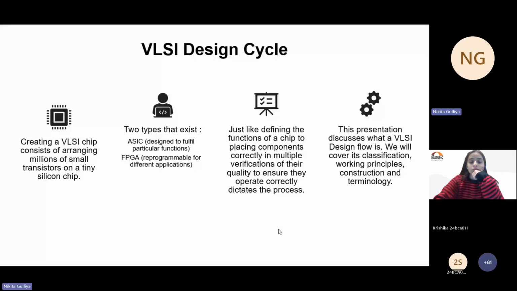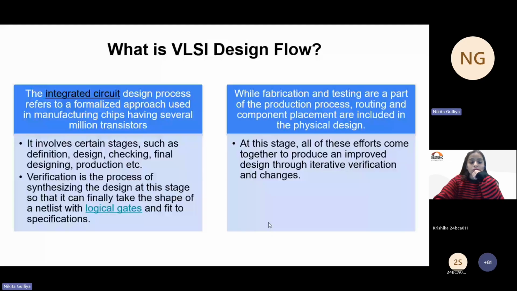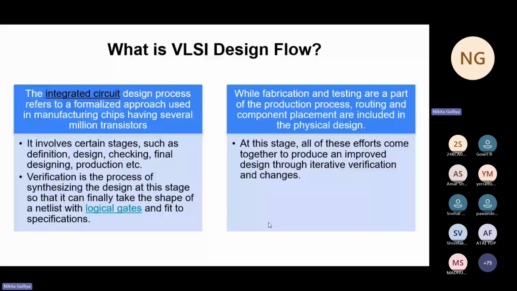Now that we know what a VLSI chip is, let's understand what we mean by the VLSI design flow. The VLSI design flow is a structured, step-by-step process used to design and manufacture integrated circuits with millions of transistors. Because these chips are very complex, they must follow a well-defined methodology. The flow is divided into multiple stages. It starts with the specification, where we define what the chip should do. Then comes the design, where the behavior is described using hardware description languages. This is followed by verification, where we check the design works as intended.